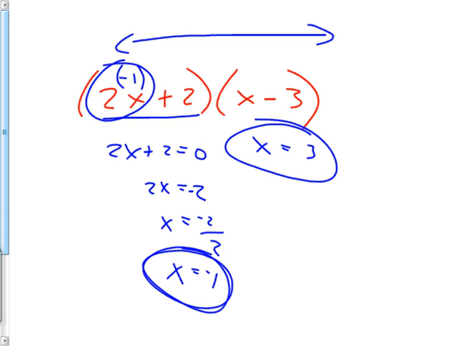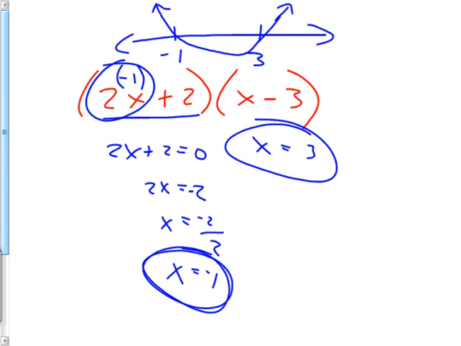Draw the number line. -1, 3. And would this thing end going up or down? Up, because its lead coefficient is positive. So it must be going up. Does it have any bouncing going on? Nope, so none of them are squared. So then it must be cut through again.